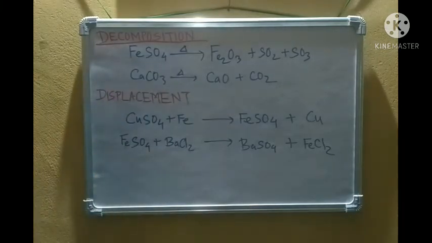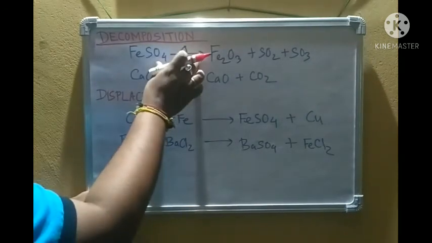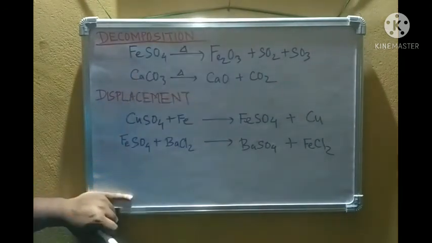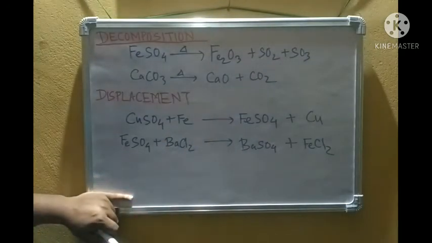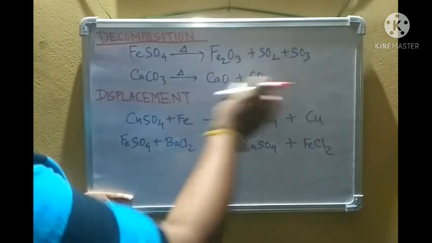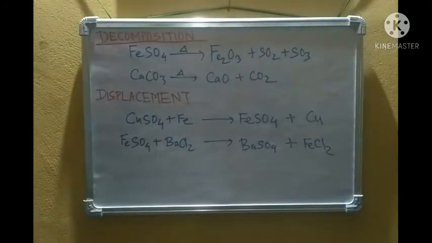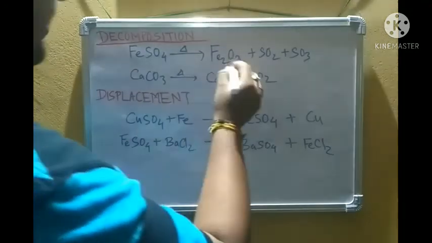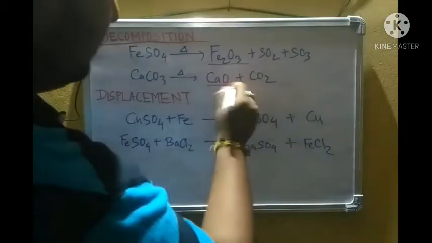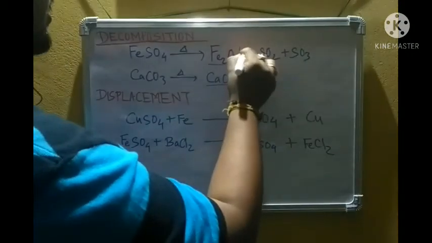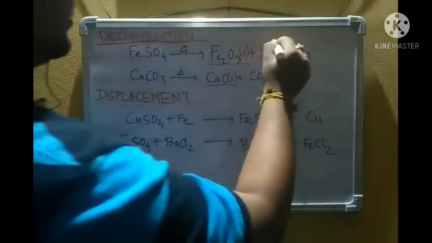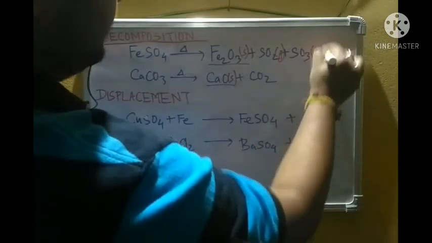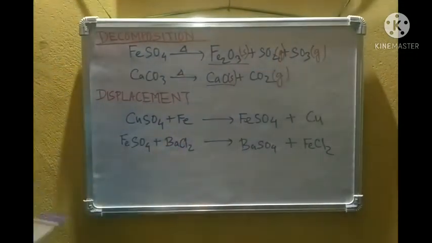This is an example: when ferrous sulfate is heated, it decomposes to iron oxide, sulfur dioxide, and sulfur trioxide. Again, calcium carbonate, when it is heated, gives calcium oxide and CO2. In our previous discussion, I have already said that these are metallic oxides, so they always exist in their solid form, which is represented by S, and these are gases, which will be represented by G.